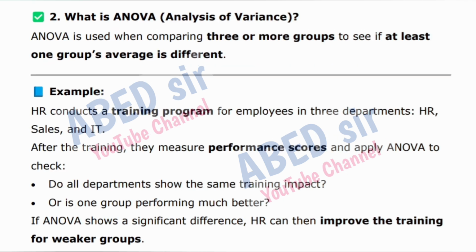2. What is ANOVA, analysis of variance? ANOVA is used when comparing three or more groups to see if at least one group's average is different. Example: HR conducts a training program for employees in 3 departments: HR, Sales, and IT. After the training, they measure performance scores and apply ANOVA to check. Do all departments show the same training impact? Or is one group performing much better? If ANOVA shows a significant difference, HR can then improve the training for weaker groups.